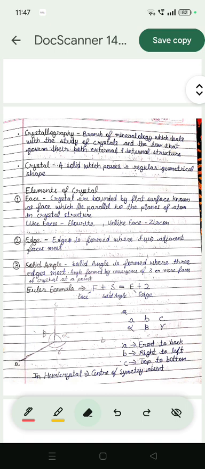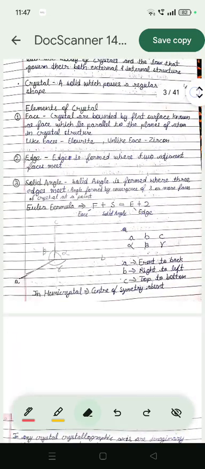In case of hexagonal and trigonal systems there are four axes. And Euler's formula says faces plus solid angles is equal to edges plus 2.